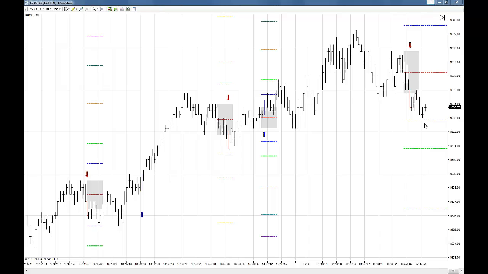So the objective needs to be to make money. And so how do we do that? Well, in my opinion, we put probability on our side.